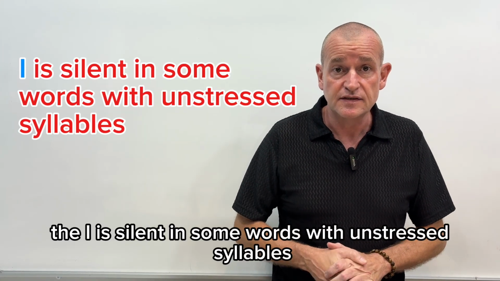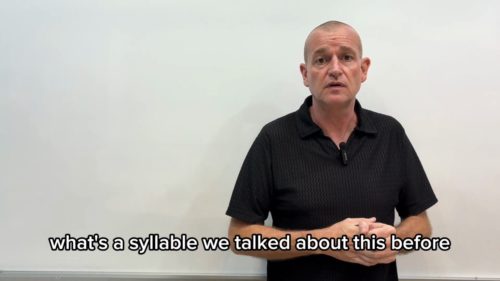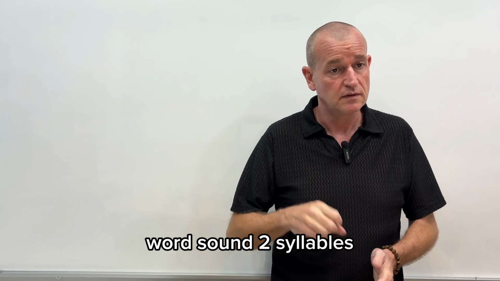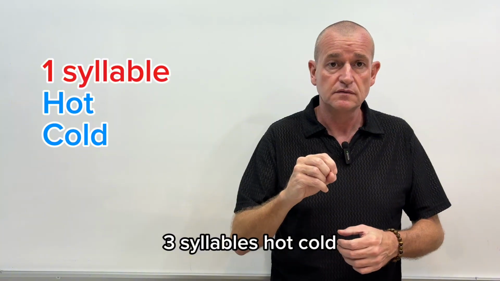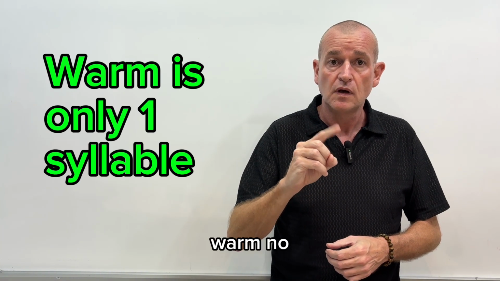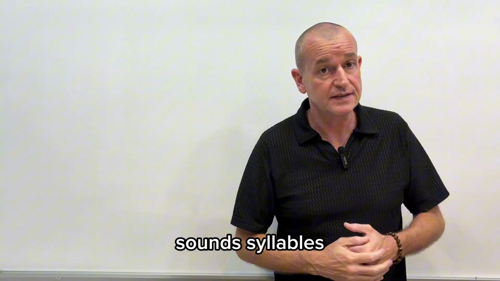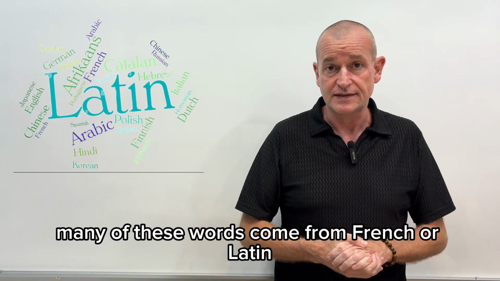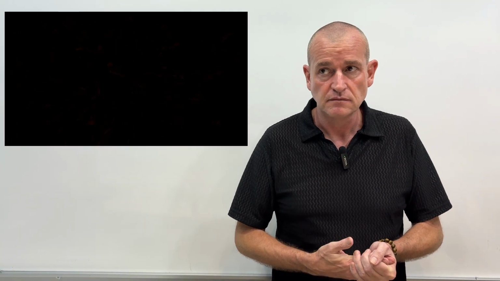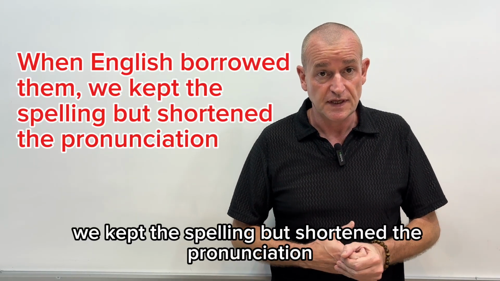Silent I. The rule. The I is silent in some words with unstressed syllables. What's a syllable? We talked about this before. Word sound. Two syllables. Happy. Beautiful. Three syllables. Hot. Cold. Warm. No, warm is not two. Warm is also one. Word sounds. Syllables. So why? Many of these words come from French or Latin. When English borrowed them, probably more like stole them, we kept the spelling but shortened the pronunciation.